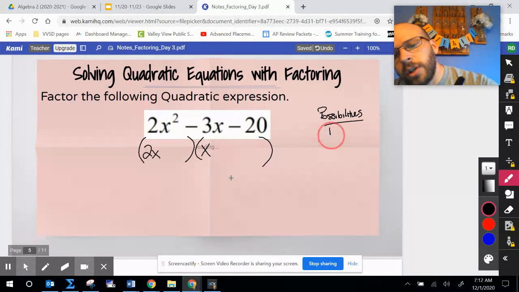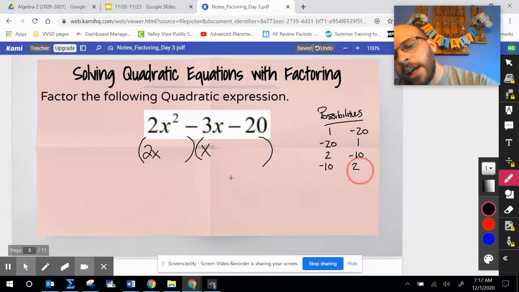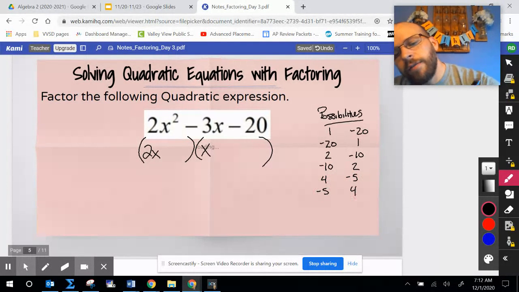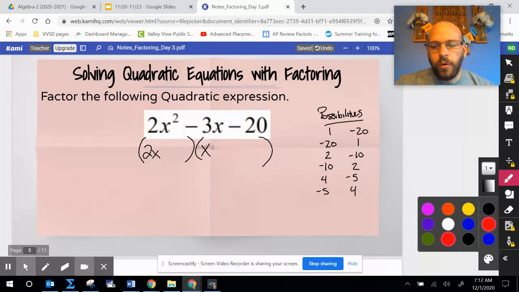For negative 20, I can do 1 and negative 20, negative 20 and 1, 2 and negative 10, negative 10 and 2, 4 and negative 5, negative 5 and 4. So I know it's got to be one of these options. I just have to figure out which one. So I have 6 choices. Hopefully I can figure out which is the right one quick.